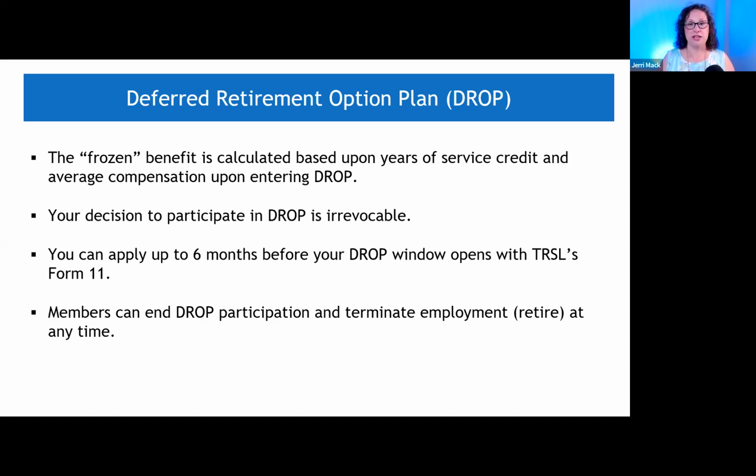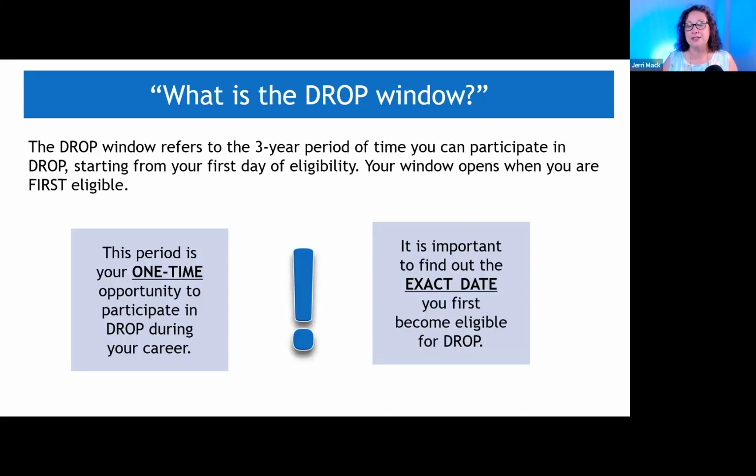The frozen benefit is what's locked in based on your years of service credit and your highest average compensation going into DROP. That's your 3 or 5 consecutive highest years of pay. Now, while your decision to participate is irrevocable, remember you can terminate employment at any time during DROP and, of course, after DROP. You can apply up to 6 months in advance when your DROP window opens. Let's talk about the DROP window. You've no doubt heard about it.